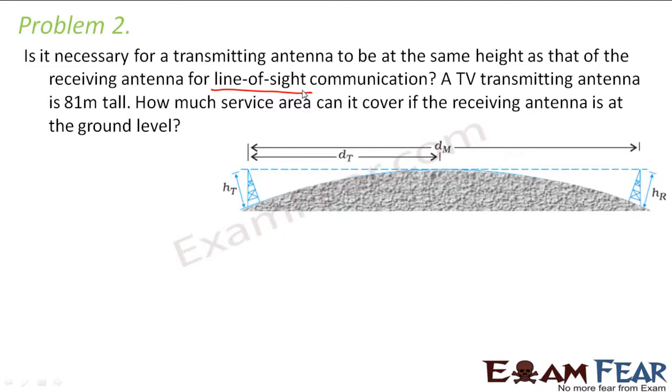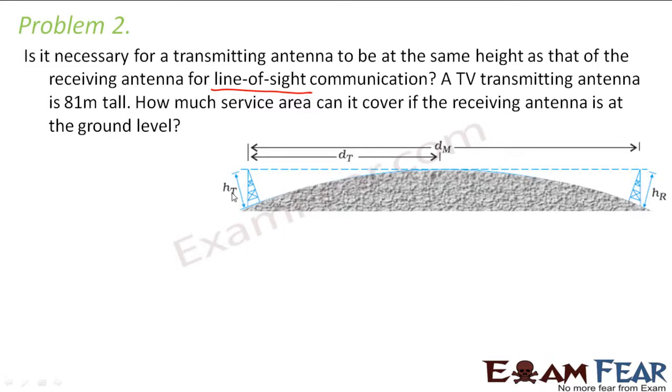So when I say line of sight communication, that means there is no obstruction between the transmitter and the receiver. Transmitter is there, receiver is there, in between nothing else is there. That is known as line of sight communication. The question asks, is it necessary that the transmitting antenna and the receiving antenna have to be of the same height if we want line of sight communication? Okay, let us have a look at that.